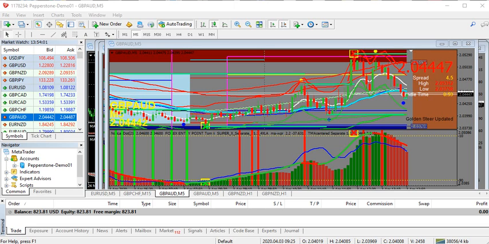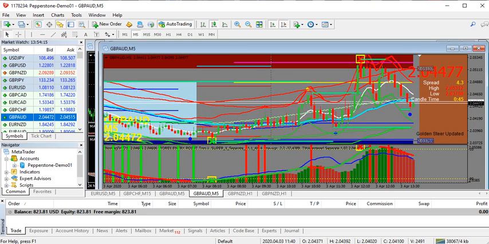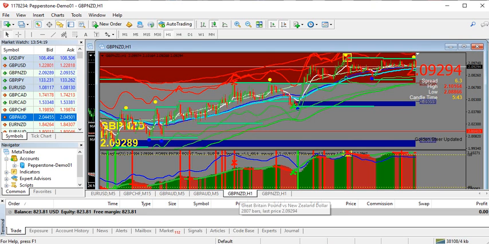Now we're gonna see the pairs what we have. Now this is the pound AUD as you can see, and we've got the GBP NZD.